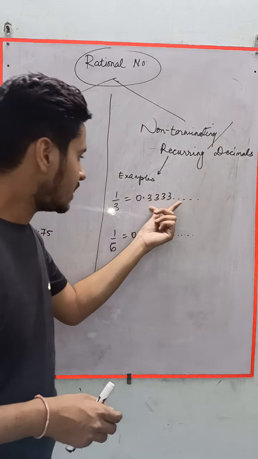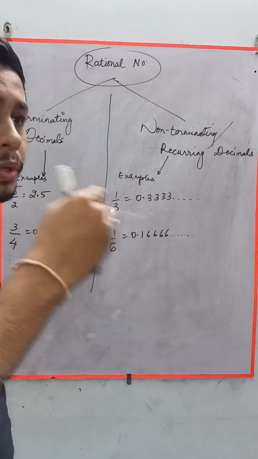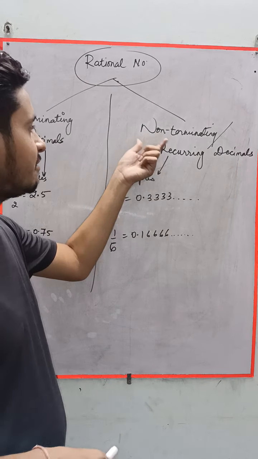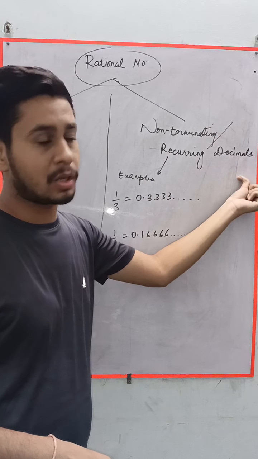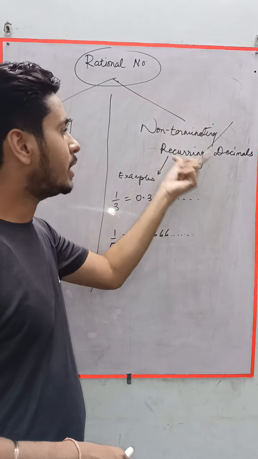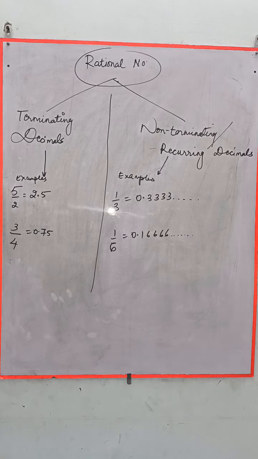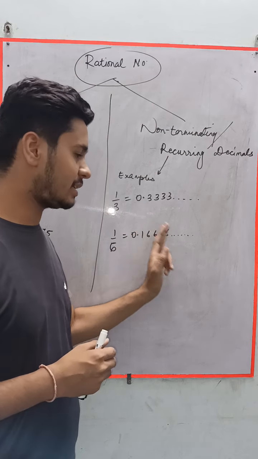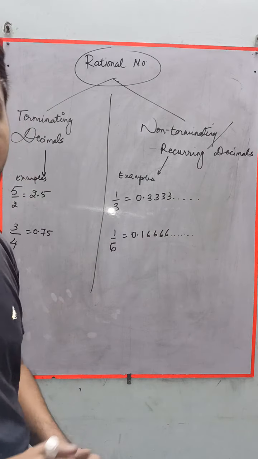Now what happens if the same digit is repeating and going up to infinity? It could not terminate itself. So that is why we say it is a non-terminating or recurring decimal. Okay, so the two names are there. You need to remember these two names. I have written these two examples: 3 by 4, which is 0.75, and here 1 upon 6 is 0.1666666, and this 6 is going up to infinity. That is why it is called non-terminating.